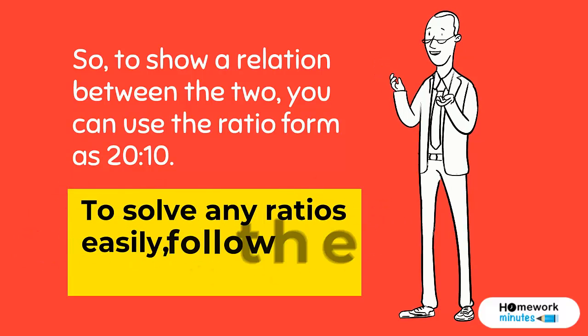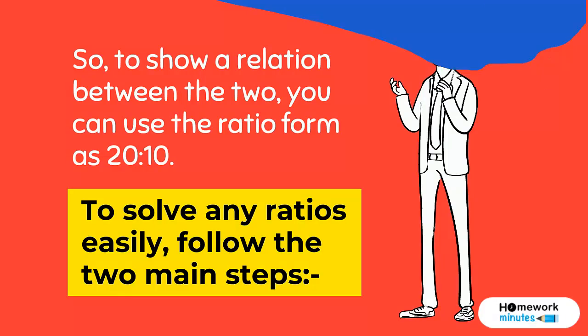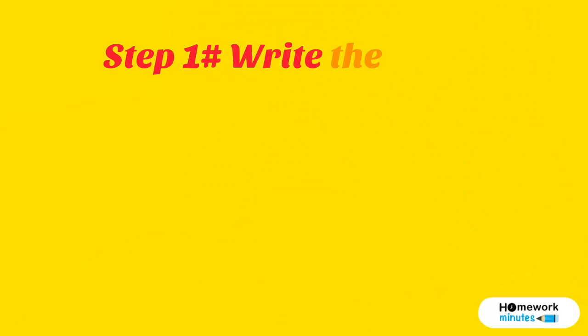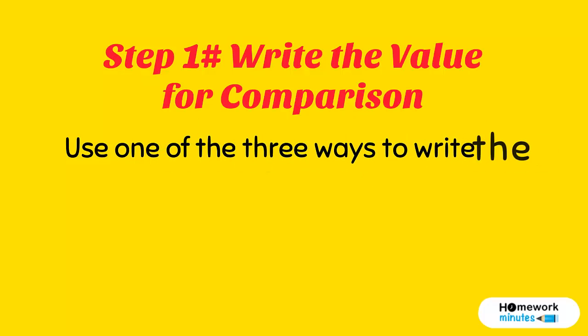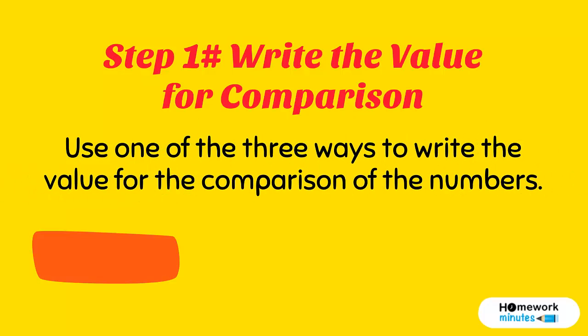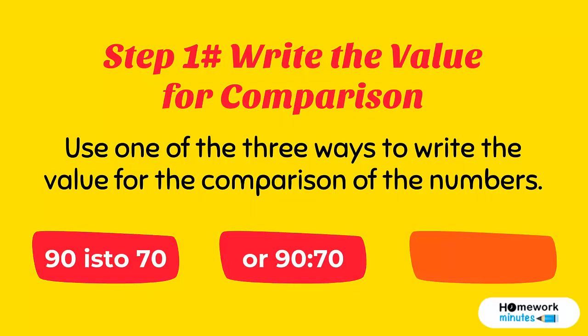To solve any ratios easily, follow the two main steps. Step 1. Number. Write the value for comparison. Use one of the three ways to write the value for the comparison of the numbers: 90:70, or 90/70, or 90/70ths.